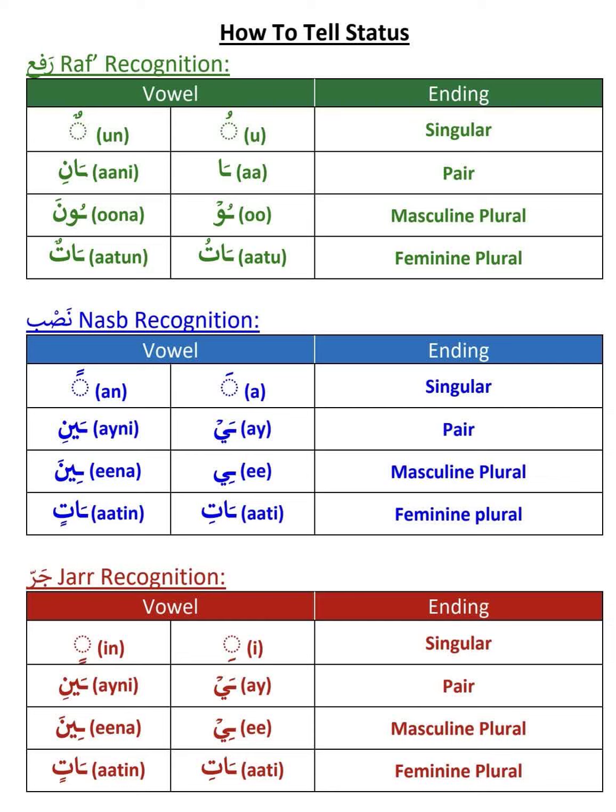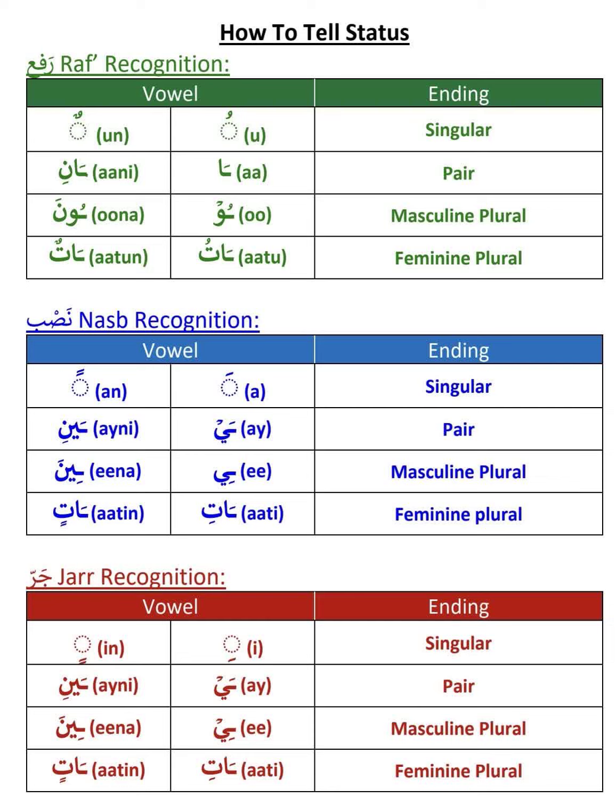Okay, we'll start now. In Arabic it is very simple to understand the rafa, nasab, jar status by looking at the ending sound. In Ahadiya classes we learned that Arabic has three sounds: U sound, A sound, and E sound, also called Dhamma, Fataha, Kasara. Then you might also have learned Dhammatain, Fatahatain, and Kasaratain, that is Un sound, An sound, and In sound.